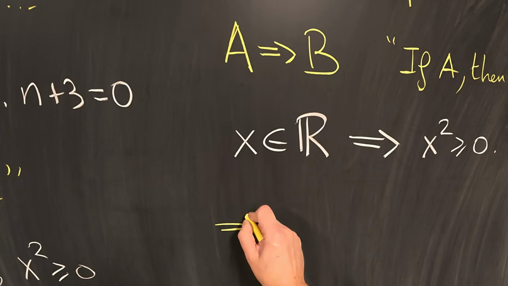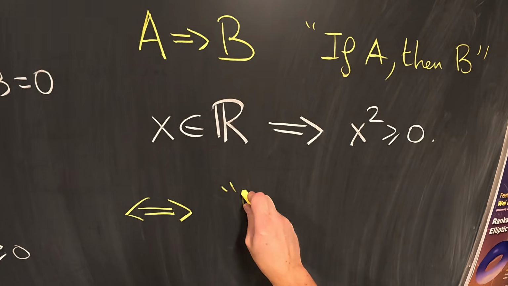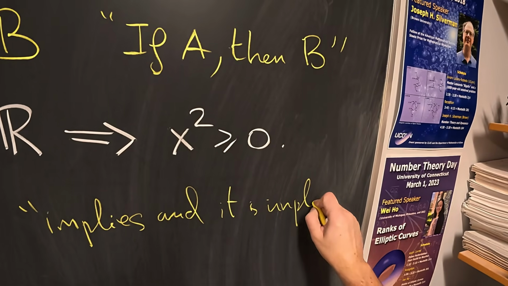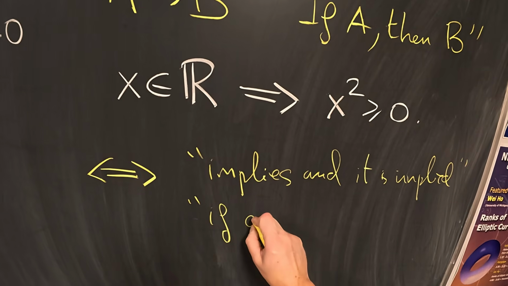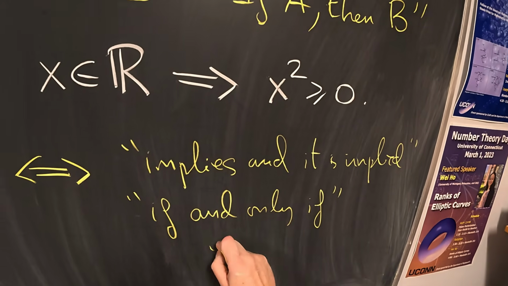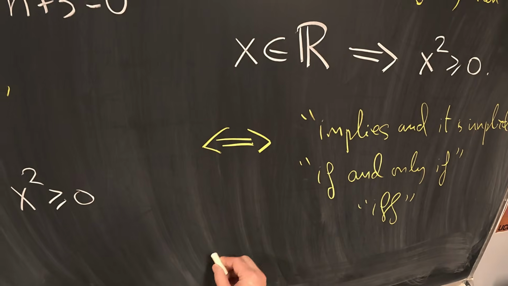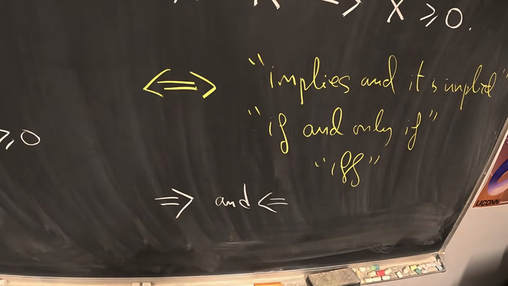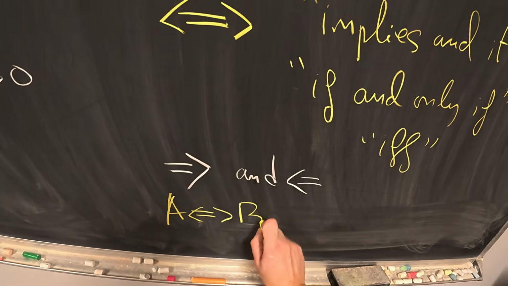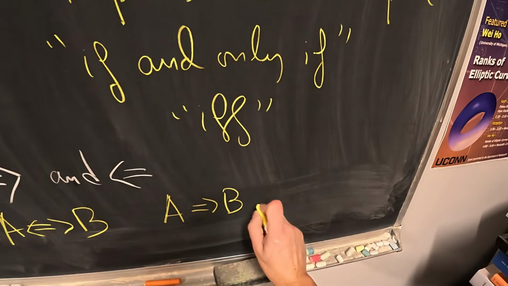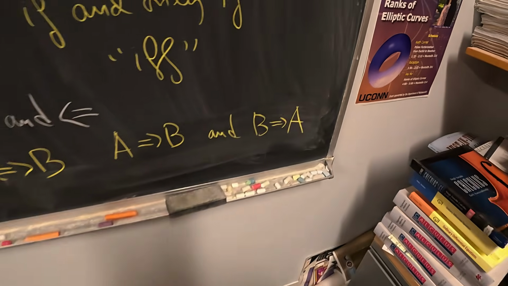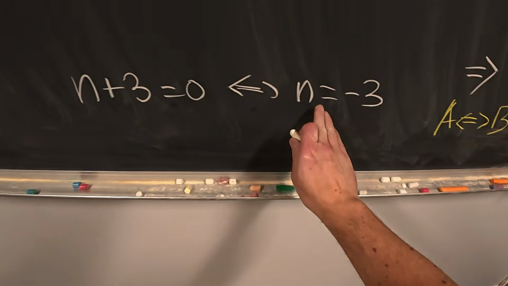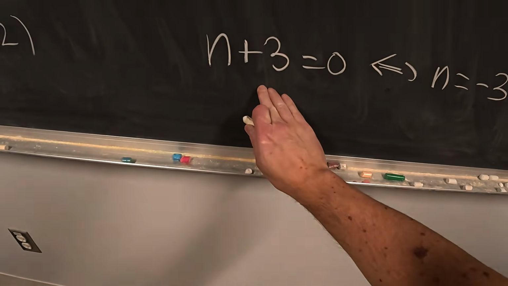We also very commonly use this double arrow to mean that it implies and it is implied, or more commonly is an if and only if, and that means that these implications are both true. So when I write that A if and only if B, this means that A implies B and B implies A. For example, n plus 3 is equal to 0 if and only if n is equal to minus 3. That means that n plus 3 equals 0 implies that n is minus 3, and if n is minus 3, that implies that n plus 3 is equal to 0.